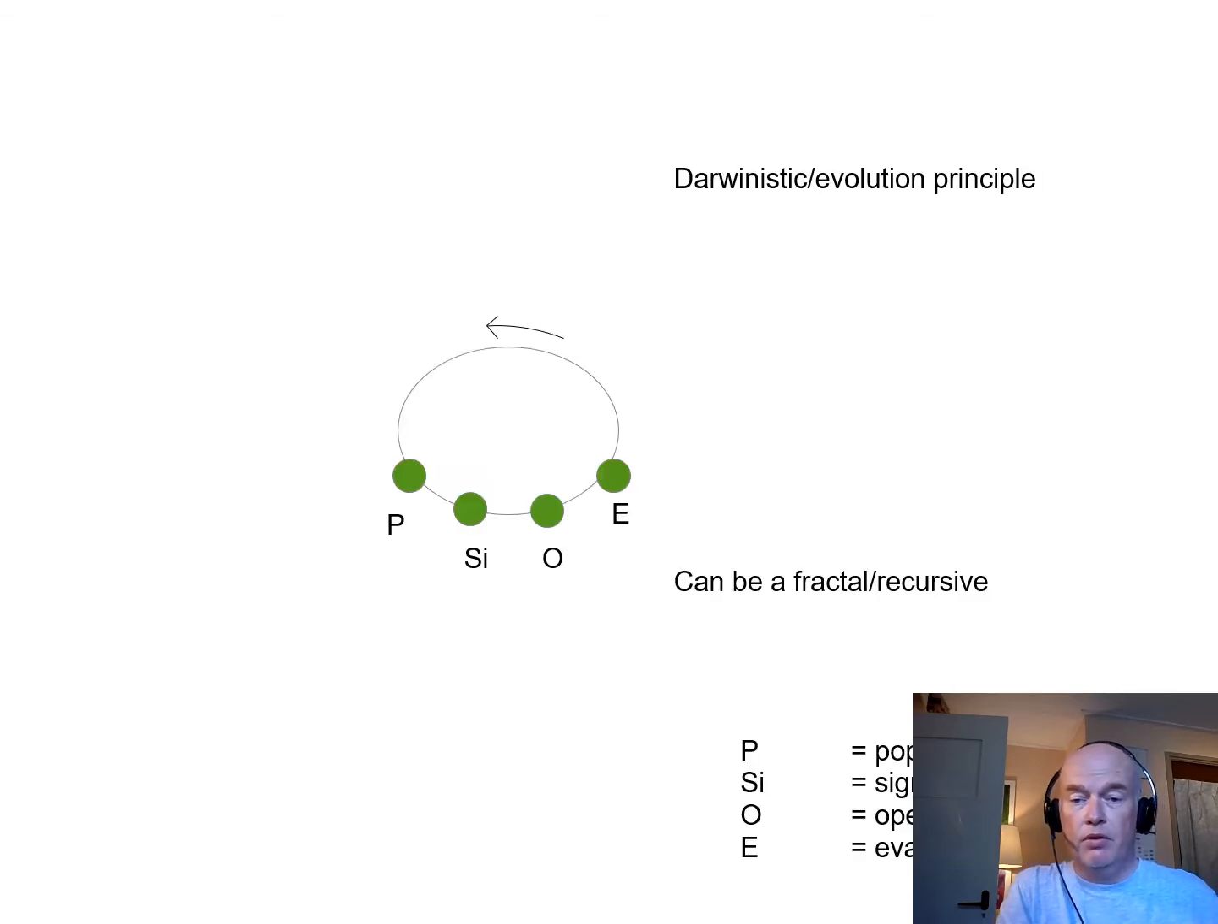There's another important principle for the AGI, which is the evolution principle. So we have population, we have signal input, operation, and evaluation, and this goes in a loop. And this can also be done in a fractal or recursive manner.